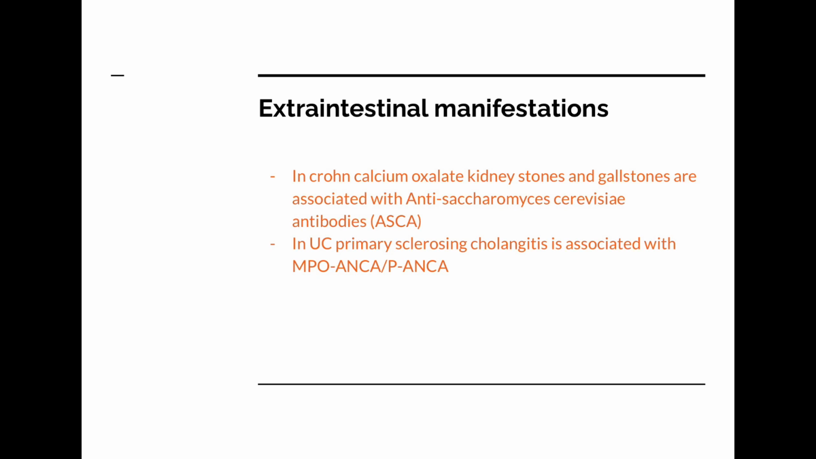Extraintestinal manifestations of Crohn's disease include calcium oxalate kidney stones and gallstones. They are associated with anti-Saccharomyces cerevisiae antibodies, while specific manifestations to ulcerative colitis include primary sclerosing cholangitis, which is associated with myeloperoxidase ANCA, otherwise known as p-ANCA.